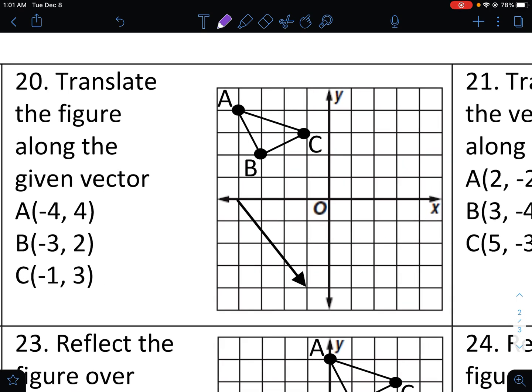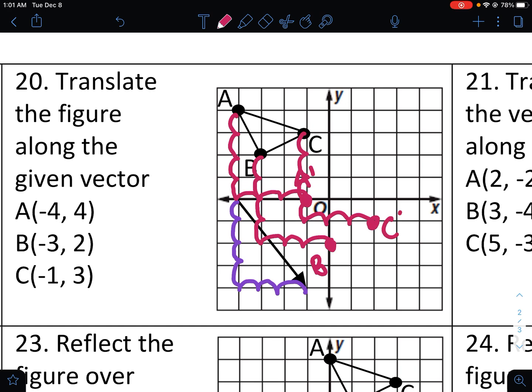Number 20, translate the figure along the given vector. So for this one, we go down 1, 2, 3, 4, and right 1, 2, 3. So we're going to do that for all of the points. Let me use a different color. So we're going to go down 1, 2, 3, 4, 1, 2, 3 for point A. And then for B, down 1, 2, 3, 4, over 1, 2, 3 to the right for point B. And then for point C, 1, 2, 3, 4 down, and then 1, 2, 3 to the right, and that's point C.